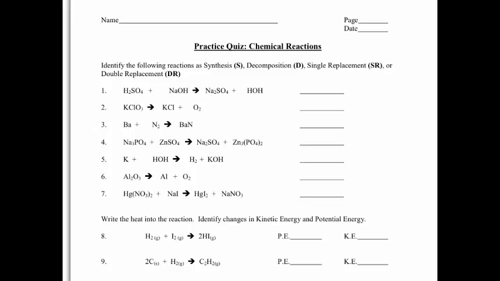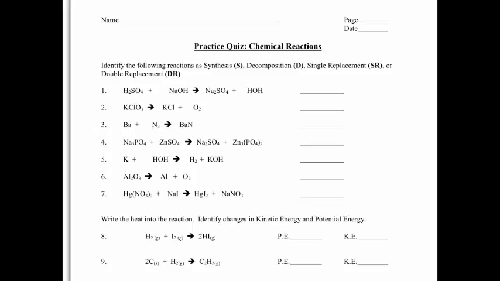Single replacement, when you have one element by itself and another compound, and on the product side you're going to have a different element by itself, and that single element from the reactant side will now be in the compound. And in double replacement, you're going to have 2 compounds and they're going to switch partners when they get to the product side. So let's look at our first example here.